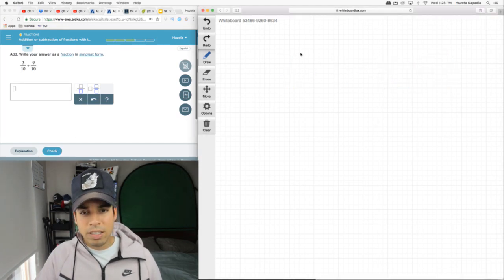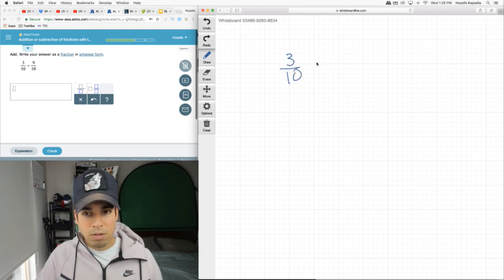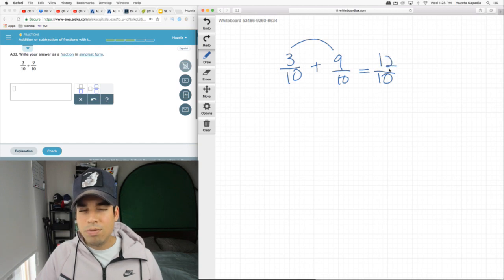Actually, I'm going to explain this one because it goes over 1, so that's important. So we have 3/10 plus 9/10. Again, add the tops, and the denominator stays the same. 3 plus 9 is 12. So first let's simplify by dividing the top and bottom by what we can. We can divide the top and bottom by 2, both even numbers. 12 divided by 2 is 6. 10 divided by 2 is 5.